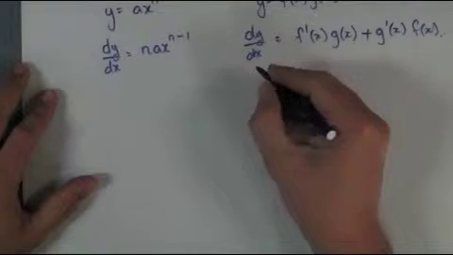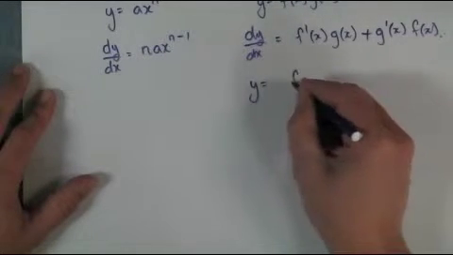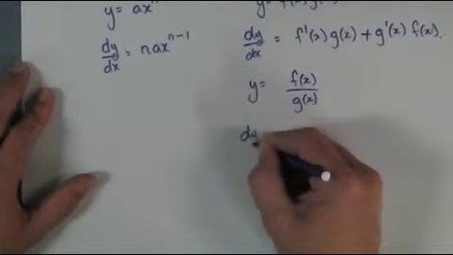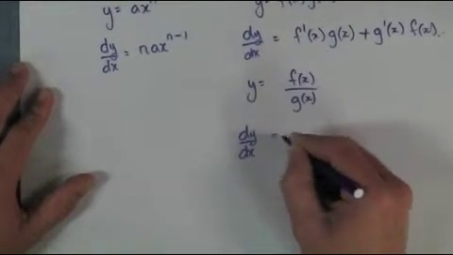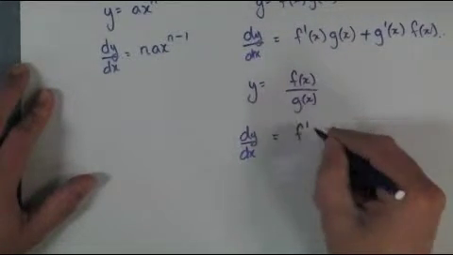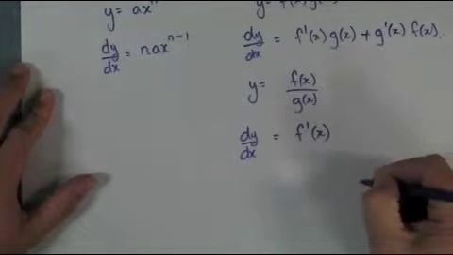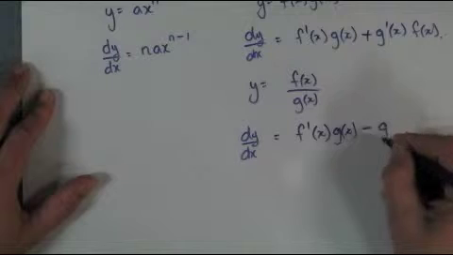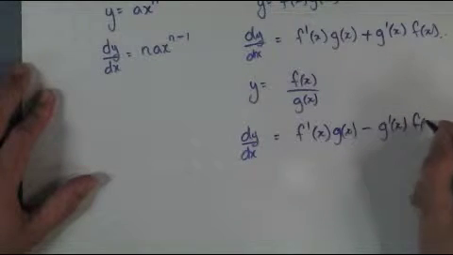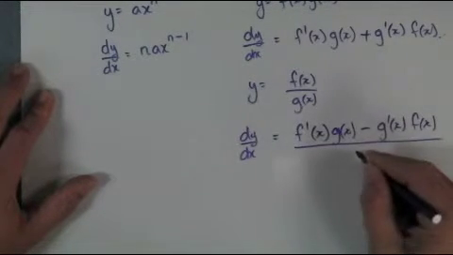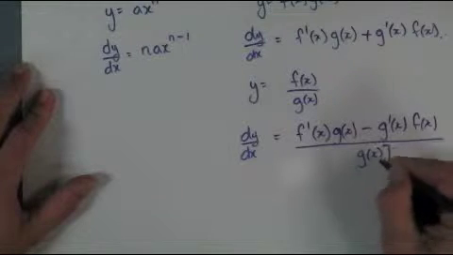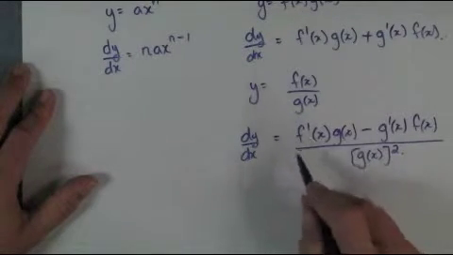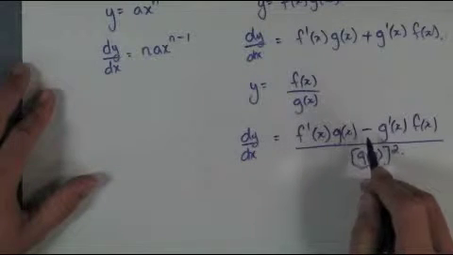If I was then to look at one function divided by another one, then the derivative of this, dy/dx, is the derivative of the top function times the bottom, taking away the derivative of the bottom times the top, all divided by the bottom function squared. And it's really important that you keep the order correct for this one because of this subtraction sign that exists.